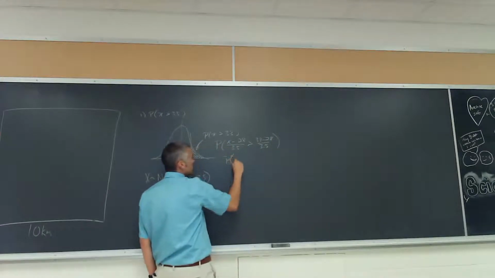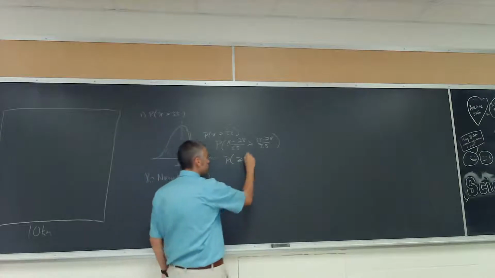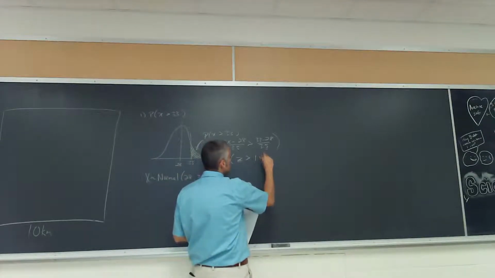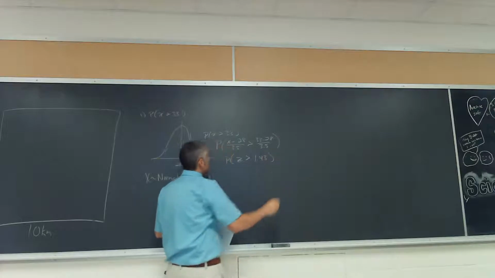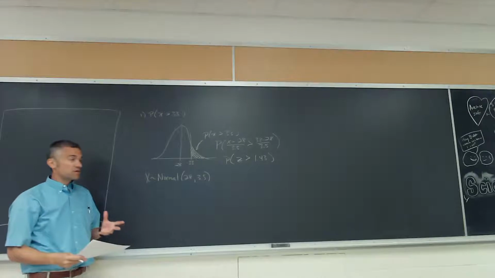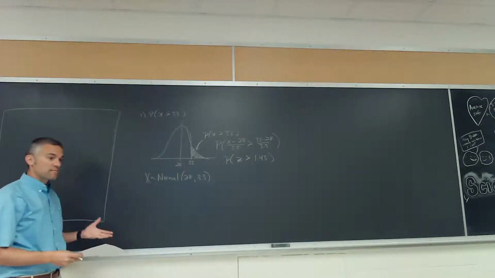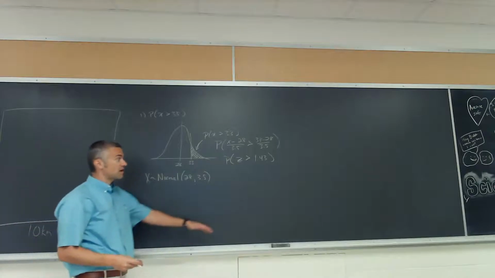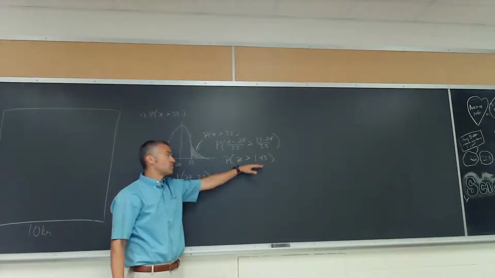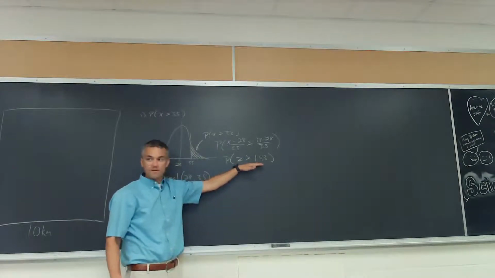All right. And when we do that, what we've done is taken x and converted it to a z. And now what we're working with is standard deviations. So it's no longer, let's say this is millimeters. We're no longer asking what's the probability that we'll find a worm that's larger than 33 millimeters. At this point, we are asking what's the probability that we find a worm that's larger than 1.43 standard deviation units away from the mean.